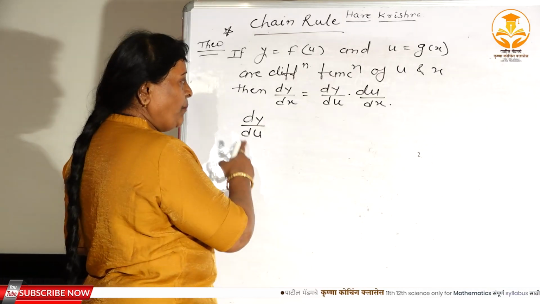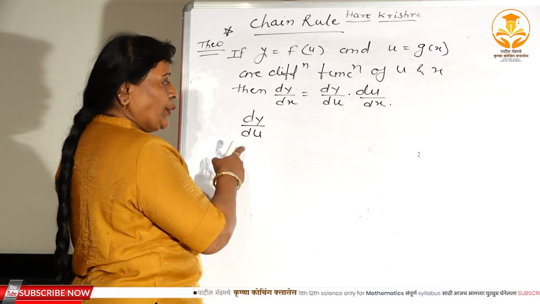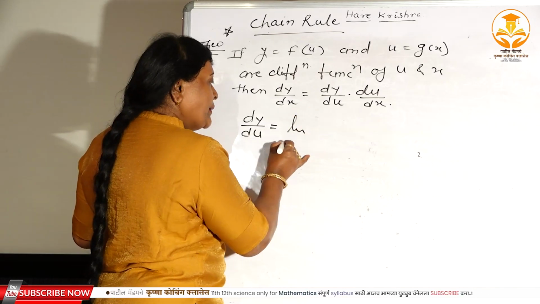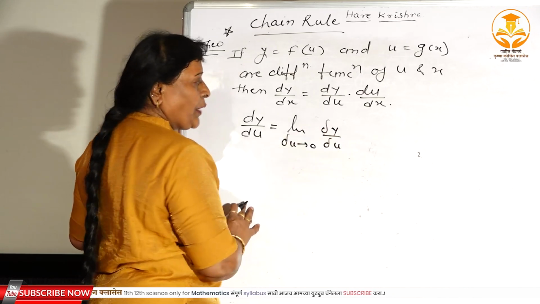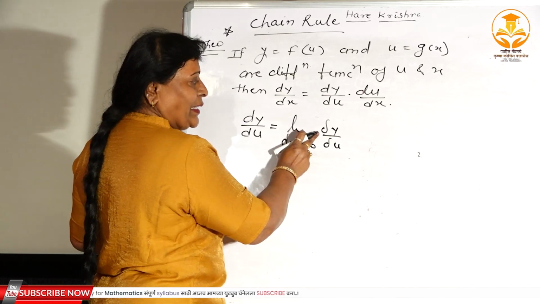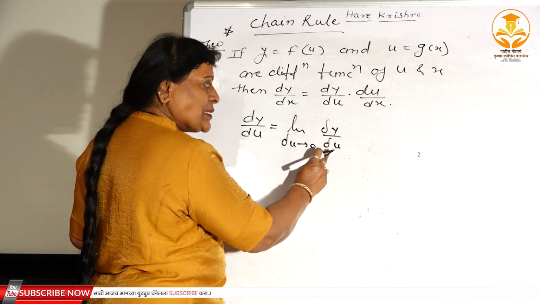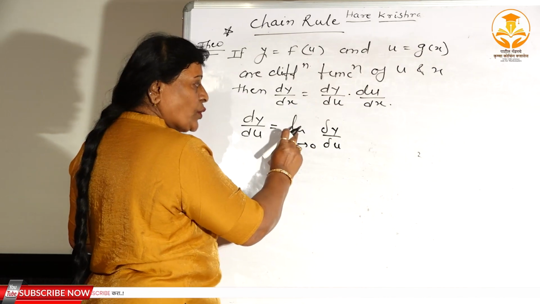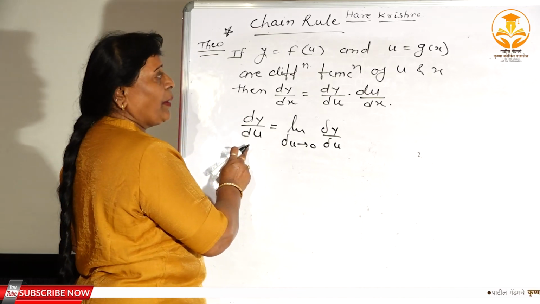Now what is the definition? Dy by du, I have explained this definition in the first video. Dy by du means the derivative of y with respect to u exists, means limit del u tends to 0, del y divided by del u. What is exactly the derivative here? It is the ratio of the small change in the value of y as well as in the value of u, and their limiting position is called a derivative. So limit del u tends to 0, del y divided by del u is equal to dy by du.